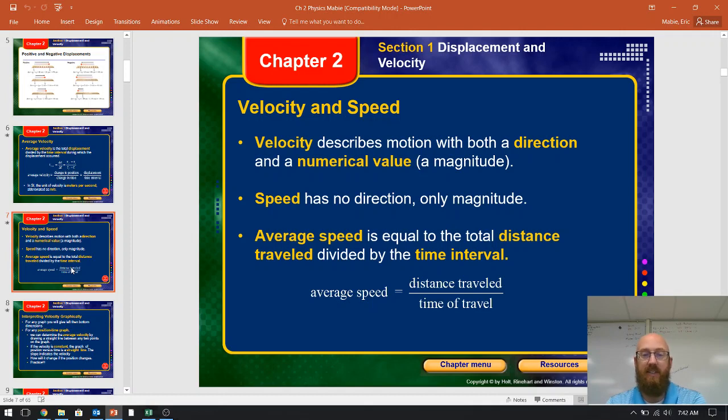Velocity and speed are two different things. Velocity has a number with meters per second, like 27 meters per second, north. Here's the idea. Speed: if I say you're going 27 miles an hour, you have no idea what direction you're headed, nothing. You just know the number. Now, velocity has a direction and a speed. If you're going 27 miles per hour north, you can tell where you're going to go. Average speed is distance divided by time.